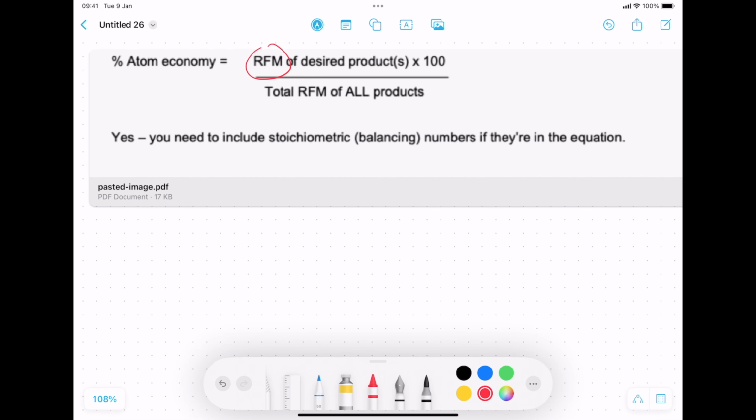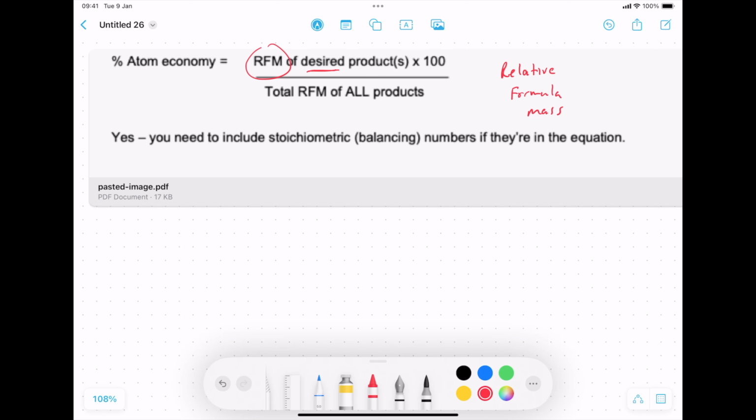So RFM of desired product divided by the total RFM of all the products. RFM, by the way, stands for relative formula mass. And then you times it by 100. What does it mean by the desired product? Well, let's make an example up, right?